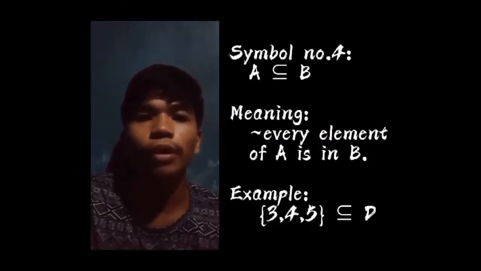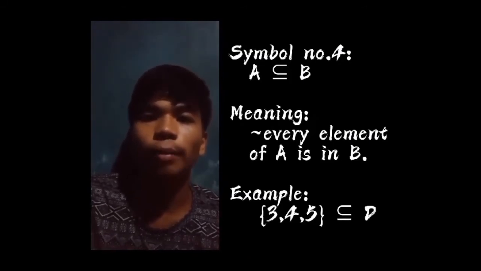Symbol number 4 stands for subset, meaning every element of A is in B. Example: 3 element, 4 element, and 5 element subset.